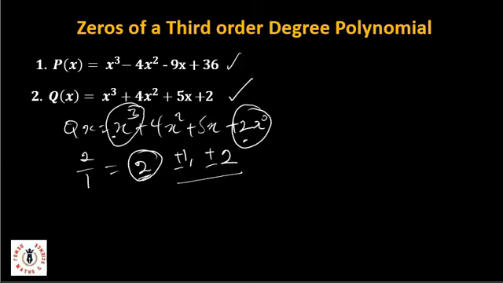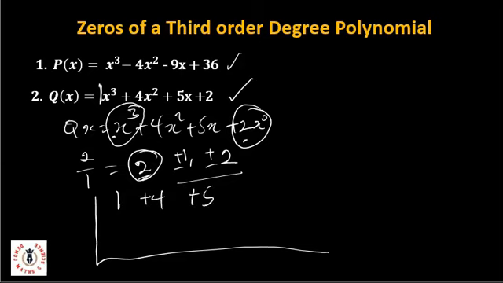Now let's look for it. Now this is what I'll do. Just pick this. The coefficient of x cubed here is 1. The coefficient of x squared is plus 4. The coefficient of x there is plus 5. And the last coefficient, of x raised to power 0, is plus 2.